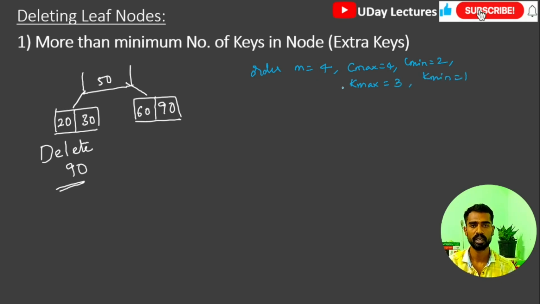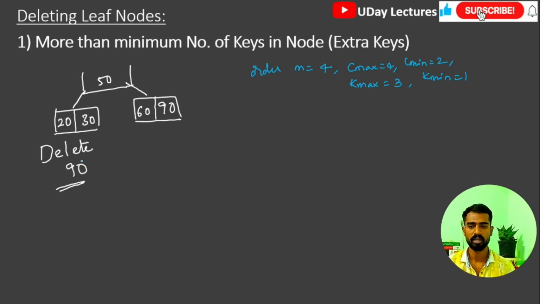So if you don't understand how I came up with these property rules and these values, I've explained all this in the B-tree introduction video. You can watch that video to understand how I came up with these values very clearly. Now let us continue with this topic.